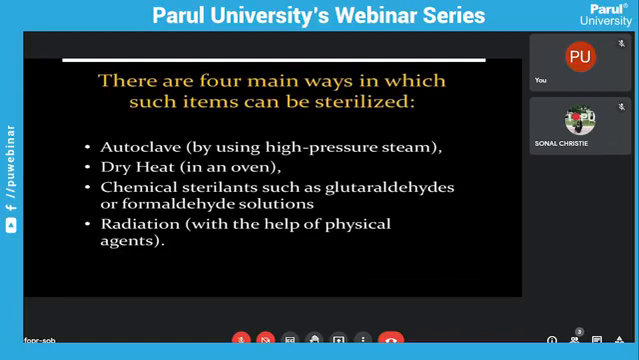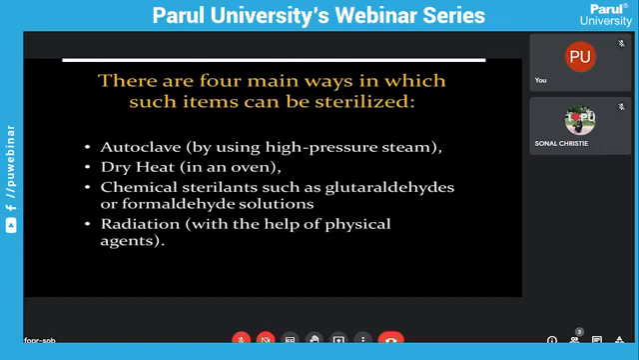There are four main ways in which such items can be sterilized. First is using an autoclave. In an autoclave, high pressure steam is generated, which will kill the microorganisms. Then second is dry heat in an oven.